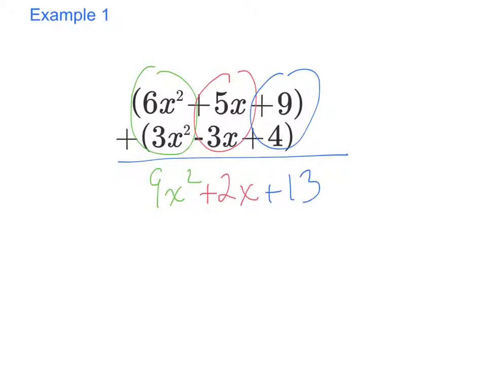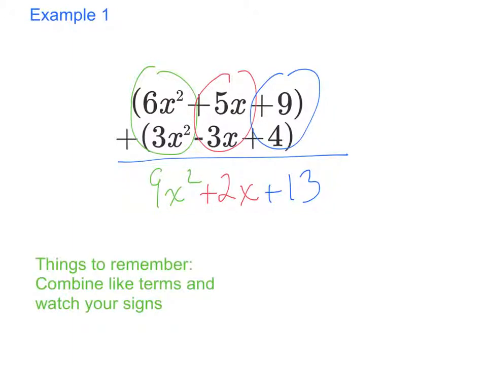And that right there is how we add polynomials. Now that wasn't too hard, but there are some things that I just want to highlight here. I just want to remind you that what we did was we combined like terms. It was easier because we stacked them on top of each other. And the other thing we have to do is watch our signs. Remember right here when we did the 5x minus the 3x, we couldn't have added there. That would have messed up the answer. So combine like terms and watch those signs.